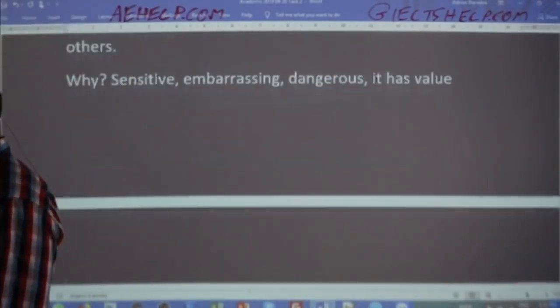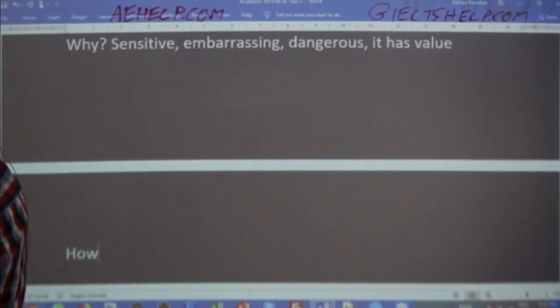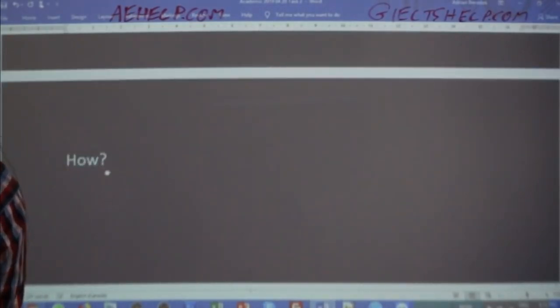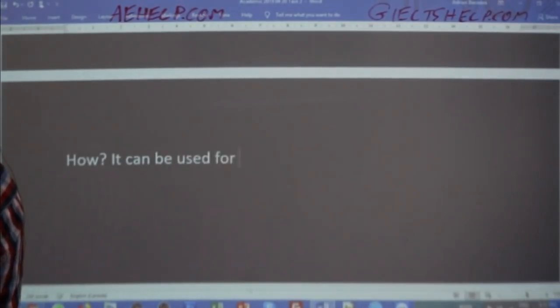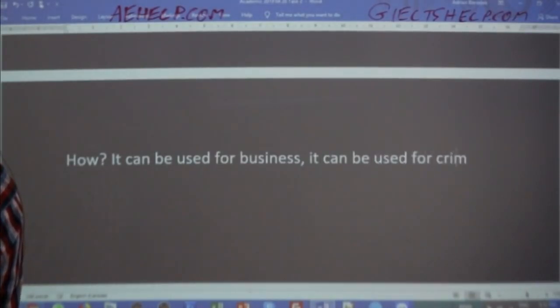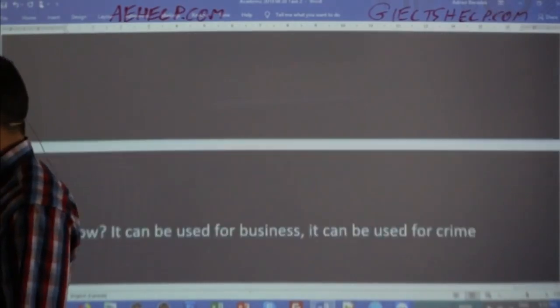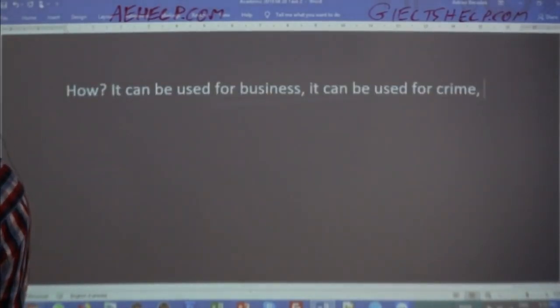Sure. How? Well, we just talked about it. So it can be used for business, right? It can be used for crime. So all of that, right? It can be used to blackmail, as you said. Many of you said, sure.